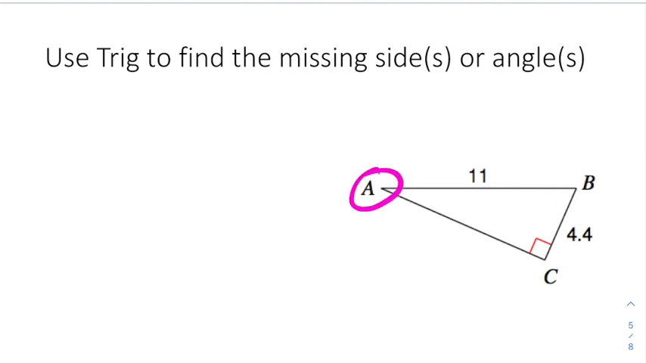If we're thinking about angle A, that makes 4.4 the opposite side, and it makes 11, and because 11's across from the right angle, that's the hypotenuse side. Since we're dealing with O and H, this would be sine. So the sine of A equals the opposite over the hypotenuse, or 4.4 divided by 11.